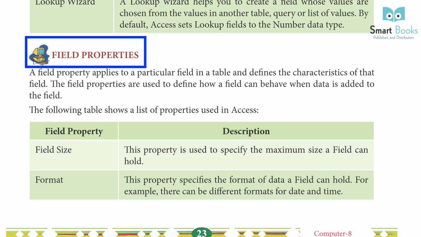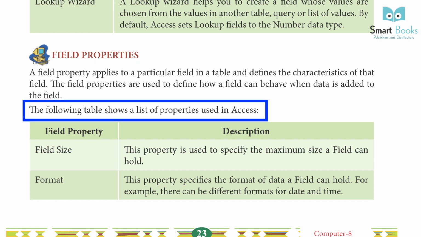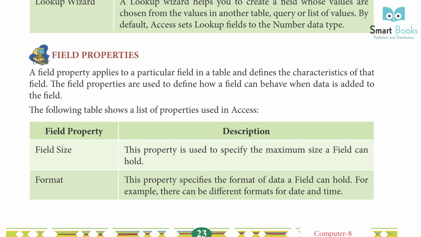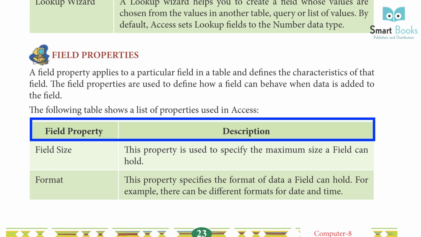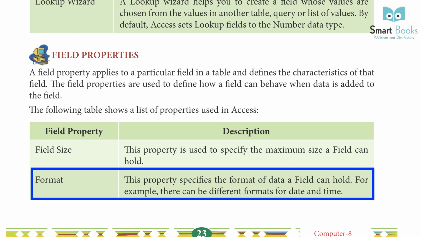Field properties. A field property applies to a particular field in a table and defines the characteristics of that field. The field properties are used to define how a field can behave when data is added to the field. The following table shows a list of properties used in Access. Field property and description. Field Size: this property is used to specify the maximum size a field can hold. Format: this property specifies the format of data a field can hold. For example, there can be different formats for date and time.